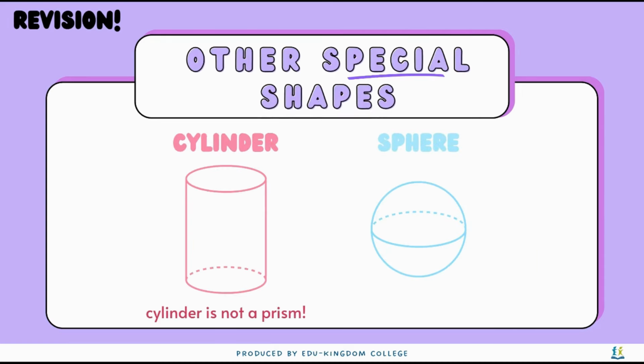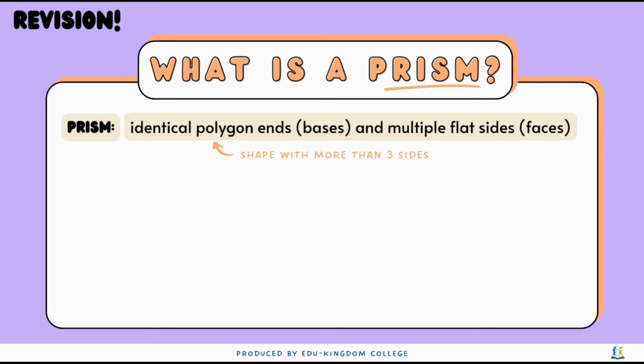It is important to note that a cylinder is actually not a prism. Why is that so? Let's do a revision on what is a prism. A prism has identical polygon ends, also known as bases, and multiple flat sides, also known as faces. A polygon has to be a shape with more than 3 sides.